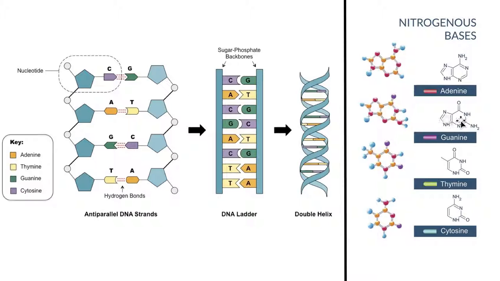All right, the other thing we learned about these bases is that some of them have double rings, like this one, and some of them have single rings. The single ring ones are called pyrimidines, and they include thymine and cytosine, and the double ring ones are adenine and guanine. Now, the DNA becomes twisted up into what's known as a double helix or twisted ladder. So that's a brief review of DNA structure.